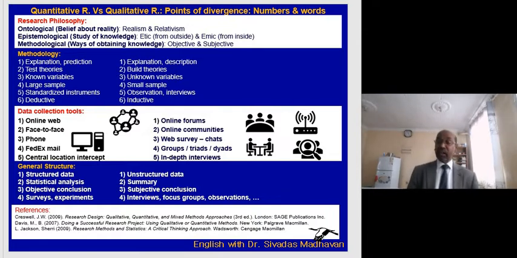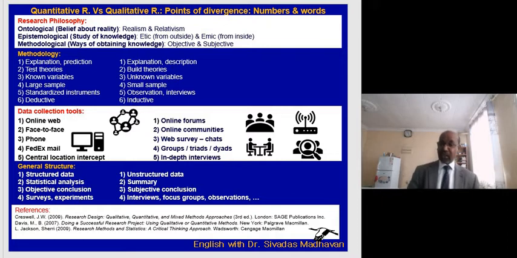And in data collection, quantitative research depends on the online web. The online web will be the main source. But in the case of qualitative research, they depend on online forums. They can have a forum. They will have a forum to use the website. And it is not so free as quantitative research, or it is not so wide as quantitative research.